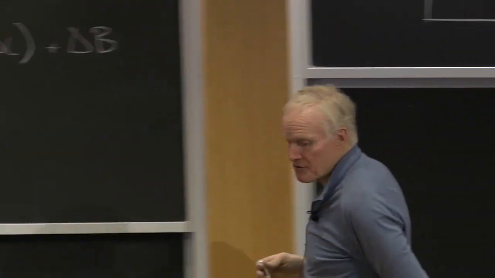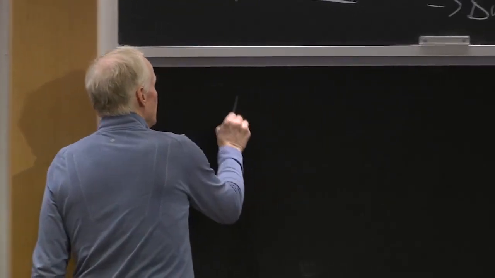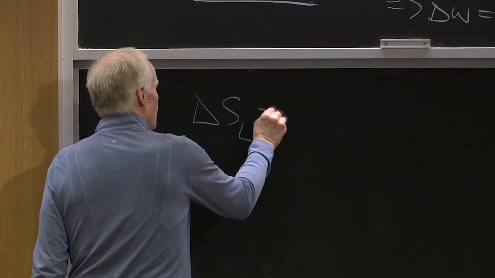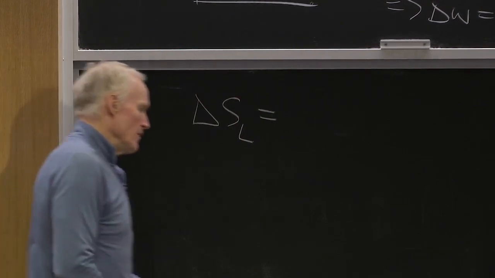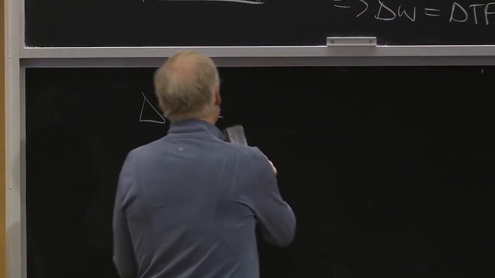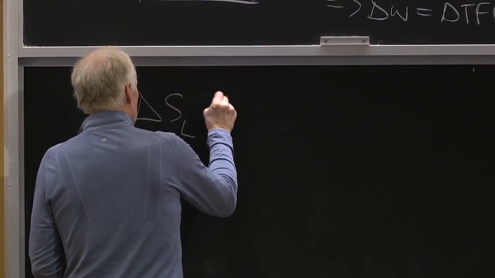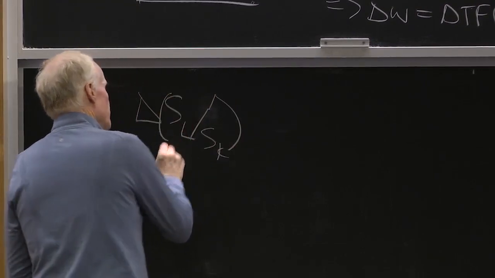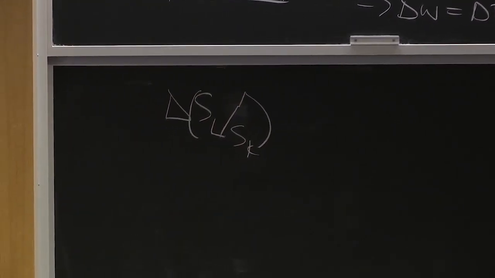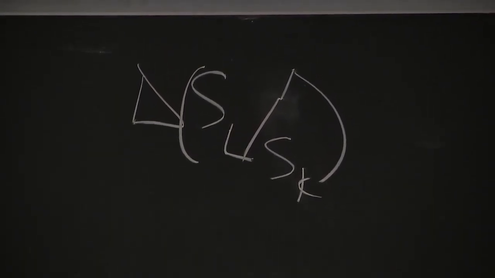Now, what about capital share? What about labor share? What's delta SL? Or let me do it the other way. What's delta SL divided by SN? That's an easier one to do. What's the rate of change of the relative share of labor and capital? How would you get it? Anybody see how we can do that from what's on the board?